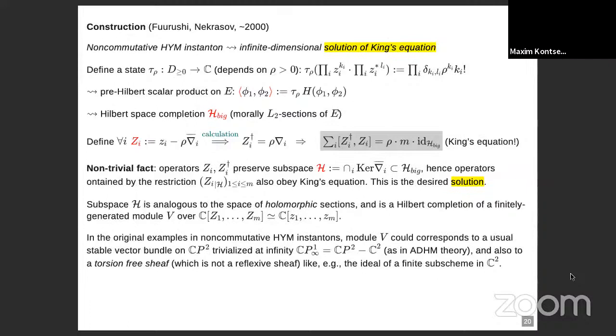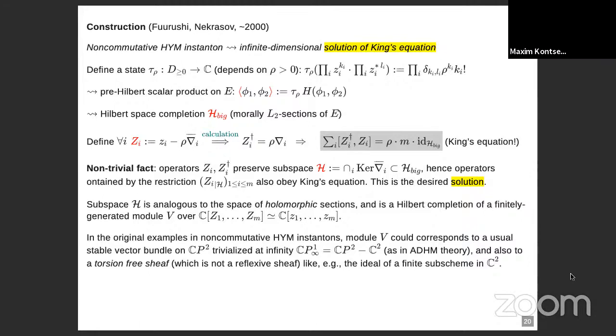So it's an analogous space of Hilbert sections, some kind of finitely generated module, and it could be a projective module, like an algebraic vector bundle, but it also could be not a projective module. It could be a torsion-free sheaf, the ideal of a finite subscheme. It's not a reflexive sheaf, which people like in usual Yang-Mills equations. So it's something really new. You get a notion of Hermitian metric on this torsion-free sheaf, which is not a vector bundle at all. What is nice here, this is not a vector bundle, but this big space is a vector bundle. So something funny goes on here.